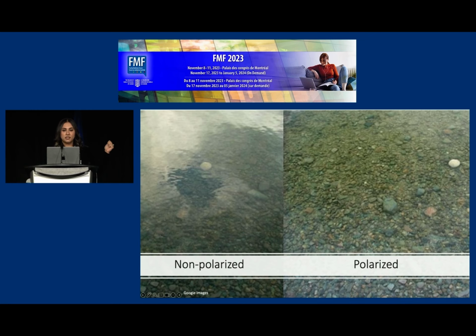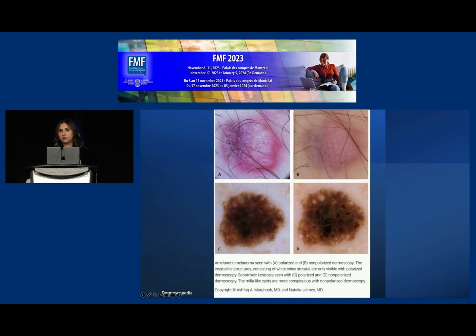In non-polarized light, obviously some of the rays are reflected off of the surface, so you're seeing the surface, but some of it goes through and you can see the bottom of the pond. But if you're throwing polarized light on top of the surface, all light is going in one direction, so you're able to see just the floor of the pond without any light being reflected. So this is exactly what happens on skin.